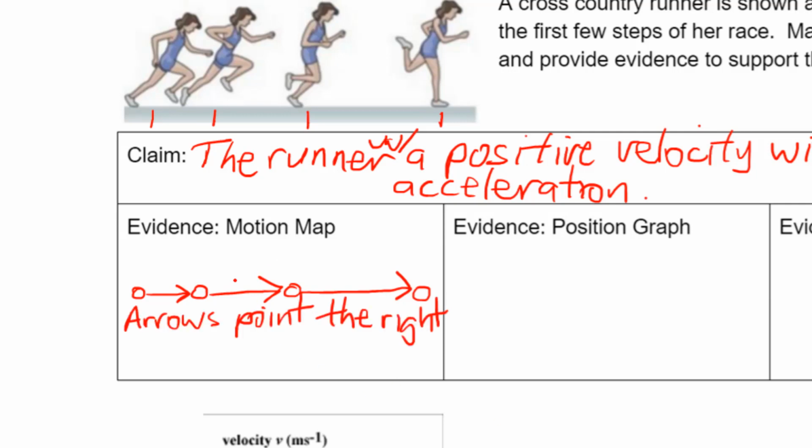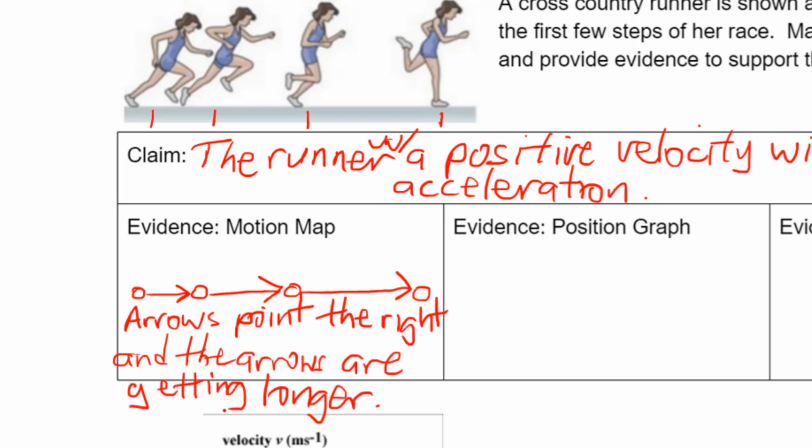So the evidence I have to support this statement is first that the arrows point to the right, so that supports the first part. The runner is moving with a positive velocity, and the second one is with positive acceleration. The second part of the statement is that the arrows are getting longer, showing an increase in velocity, which we call acceleration. The next piece of evidence I want to do is with a position graph.